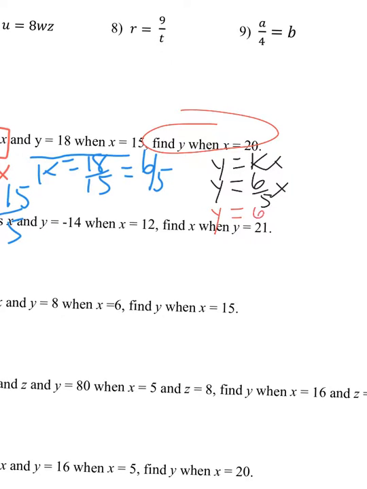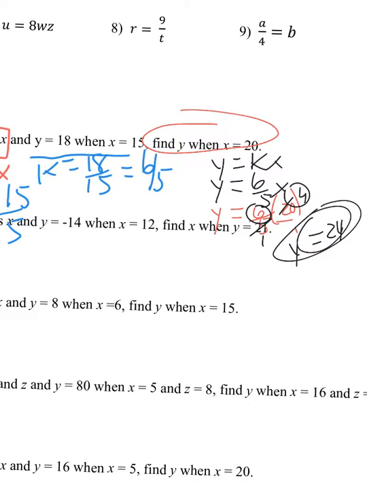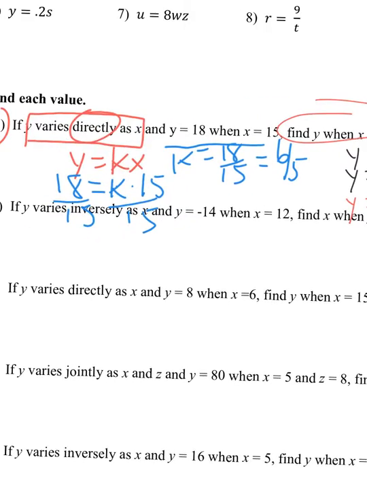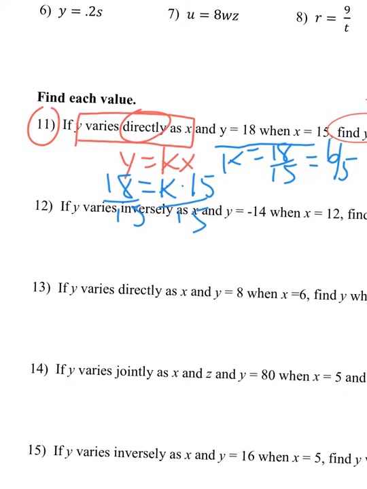So 6/5 multiplied by 20. Remember, that's like 20 over 1. If I do 6/5 times 20, I could do some reducing. 5 goes into 5 once and into 20 four times. So I really have 6 times 4 left. So y is 24. There's my answer to that problem. You don't necessarily have to give what k is, but you do need to find k as your first step. All right, let's go back and look at number 12.